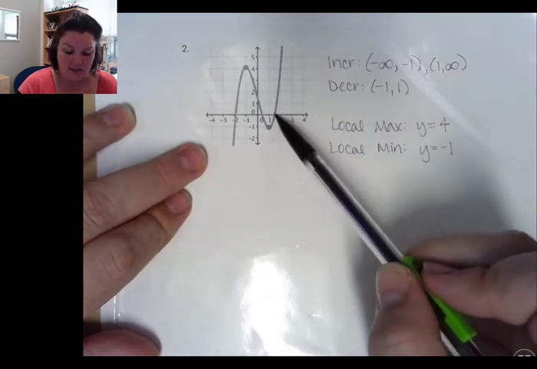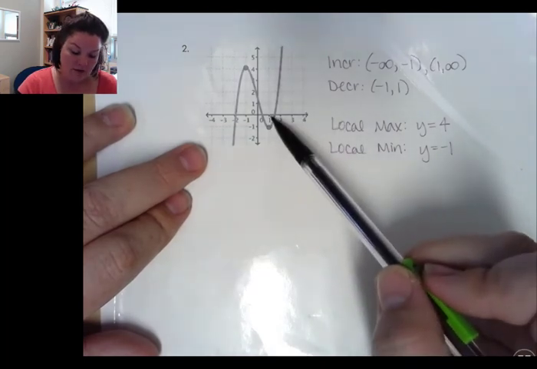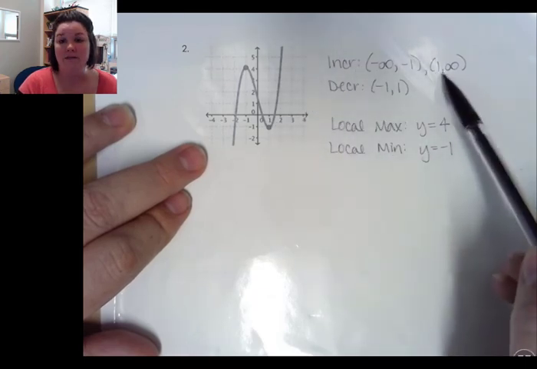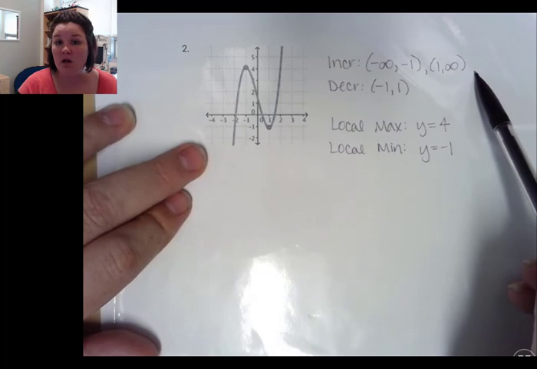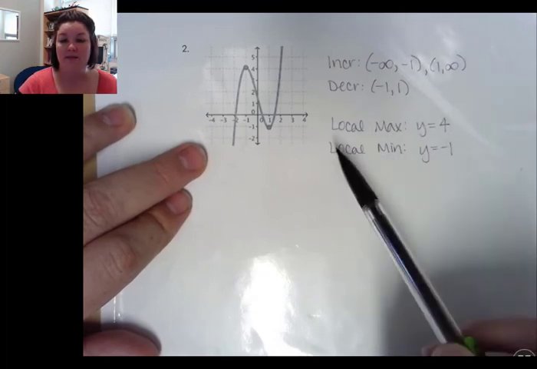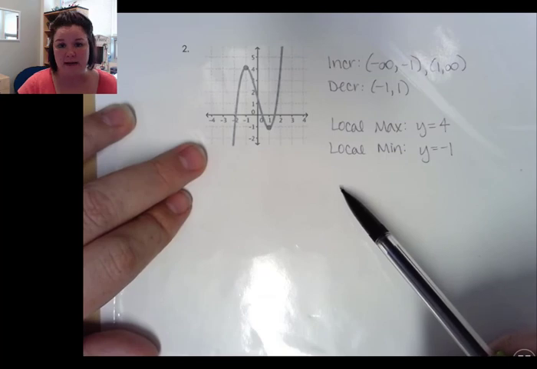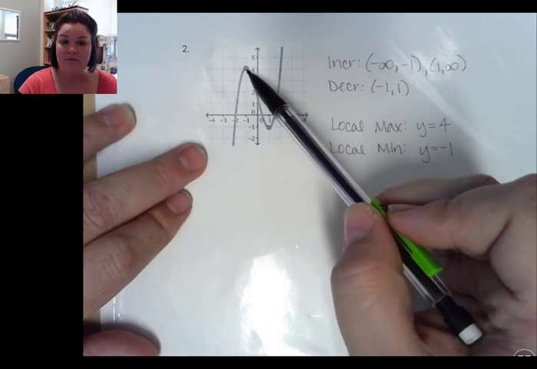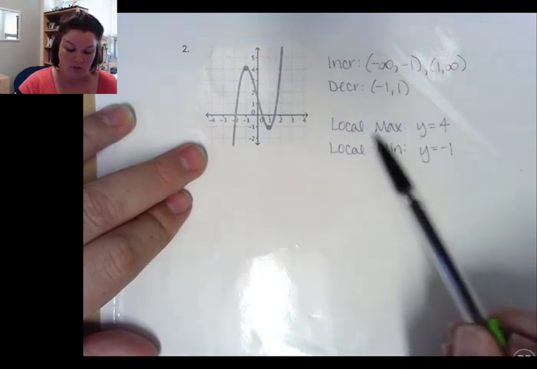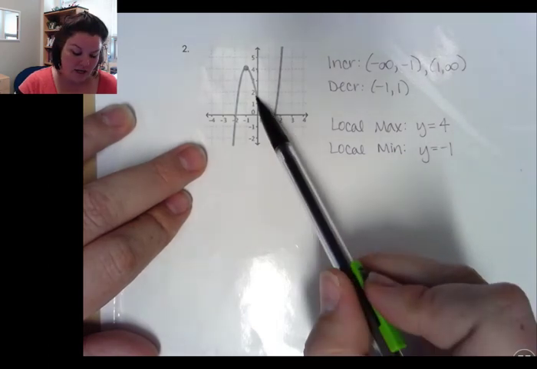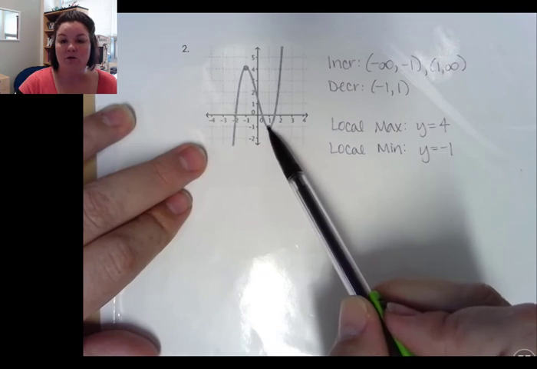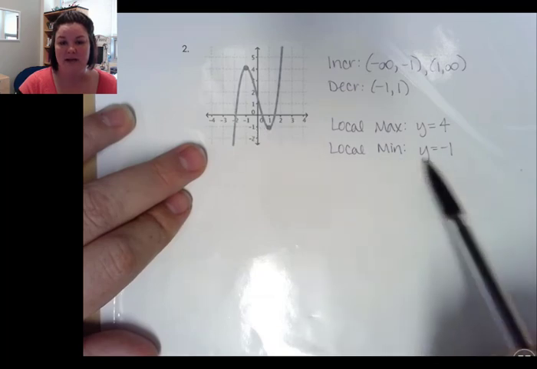And then it turns and starts increasing again. So then from 1 to as far out as this function goes, it will be increasing. So that will be the interval 1 to infinity. Again, we're using parentheses on all of our turning points. And then this also creates a local minimum and a local maximum. Okay, our first one went from increasing to decreasing, which creates a maximum value at y equals 4. So we have a local max at y equals 4. And then when we changed from decreasing to increasing at x equals 1, it created a local minimum value. And that minimum value is y equals negative 1, which we have written here.